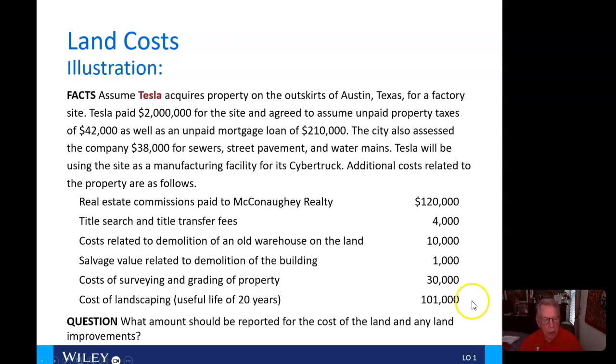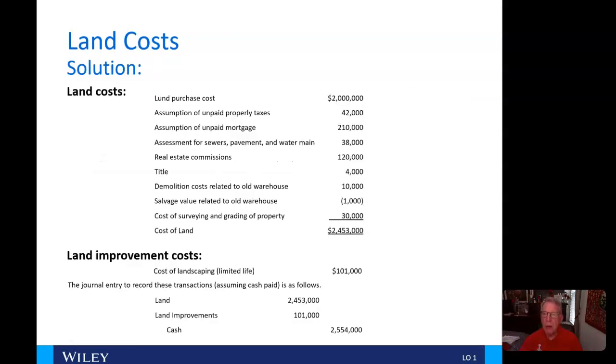This has a useful life of 20 years. So, what amount should be reported for the cost of land and any land improvements? Okay, let's look at that.